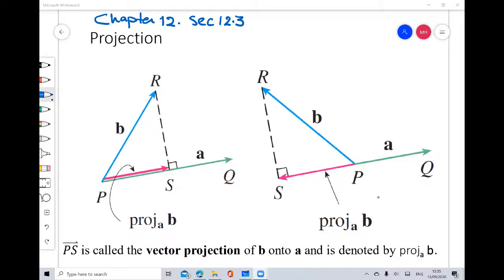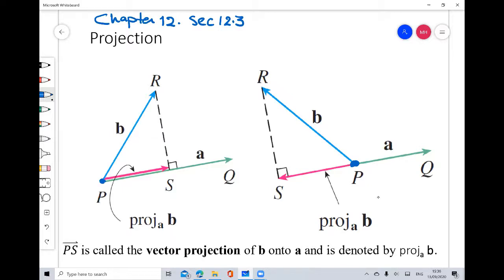representation of the lines PQ and PR. These PQ and PR represent the vectors A and B with the same initial point. If I'm moving from the same initial point P here and here, and I'm going to drop a perpendicular from the point R onto the line A, or the direction A, which is PQ.